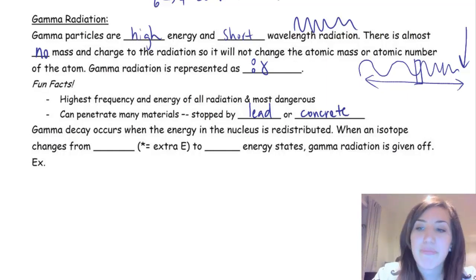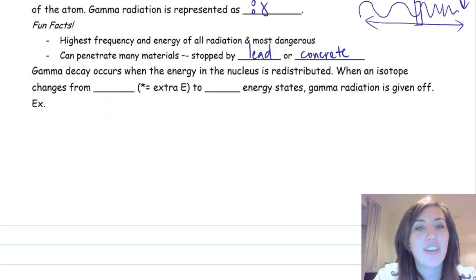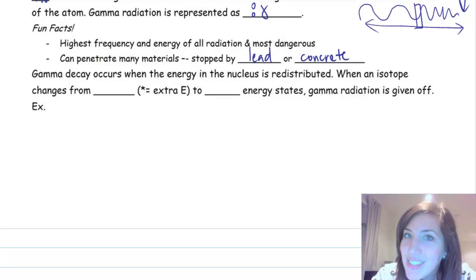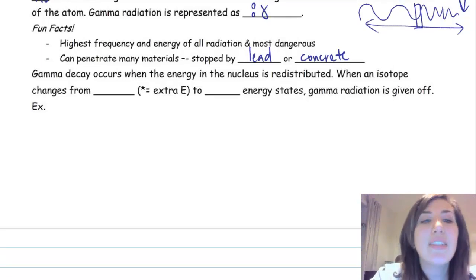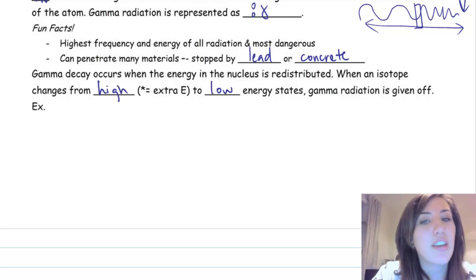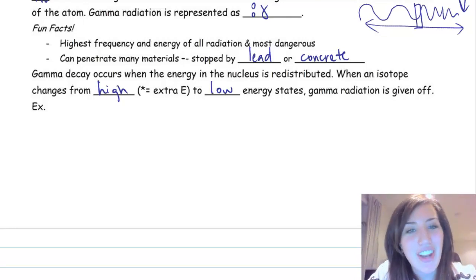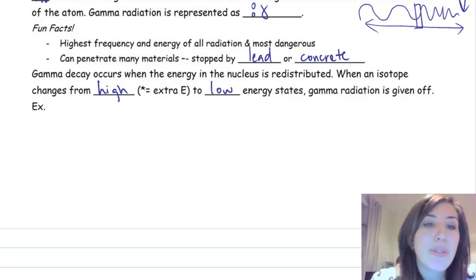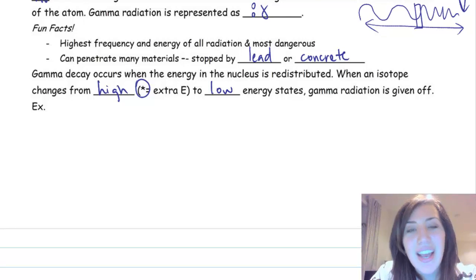but you can be safe behind lead or concrete. So gamma decay occurs when the energy in the nucleus is just rearranged, redistributed. So this often occurs with isotopes. When an isotope changes from a high energy state to a lower energy state, gamma radiation is given off. And when we have extra energy, we represent that as a little asterisk, little star.